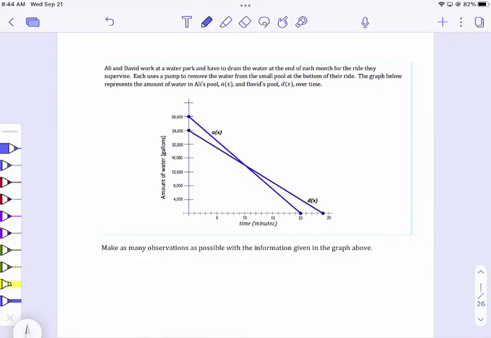Ruby, go ahead. Okay. Ali starts with more water, for sure. And you can word that a lot of different ways. If you said he starts with 4,000 gallons more, that's fine. He does start more. You've got to notice Ali starts with more.